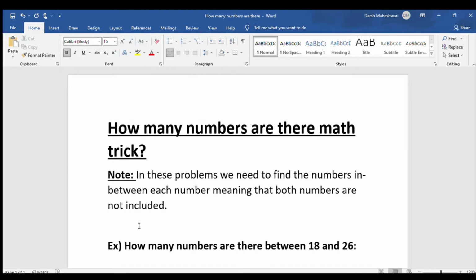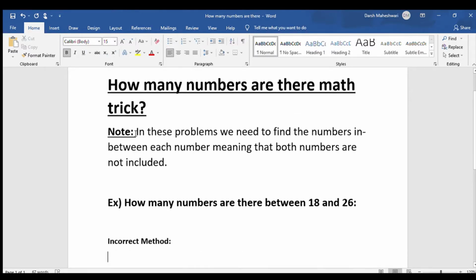For this video, I have a basic math trick for you guys, which is for when you need to find out how many numbers there are. So that's the math trick. Just make this note: in these problems, we need to find the numbers in between each number, meaning that both numbers are not included. If that doesn't make sense to you, then let's go ahead and look at this practice problem.